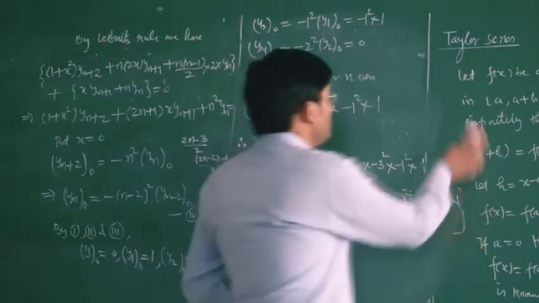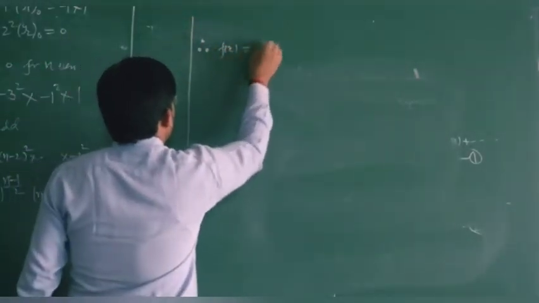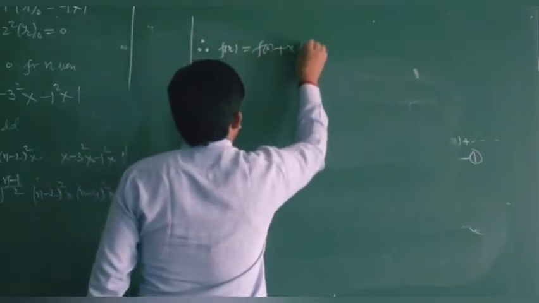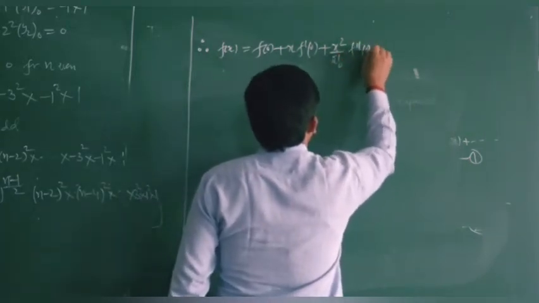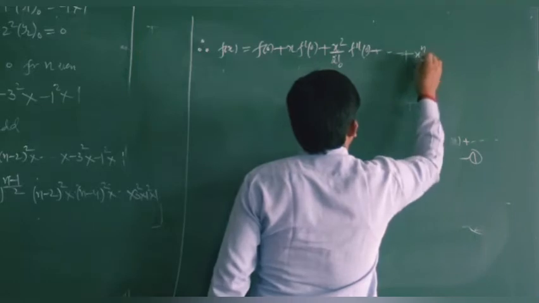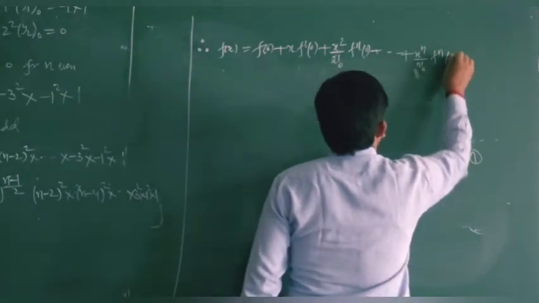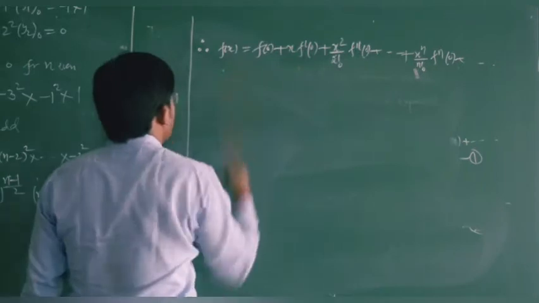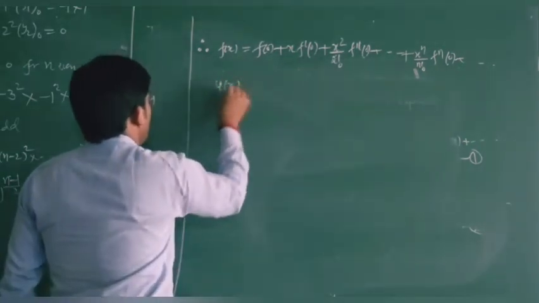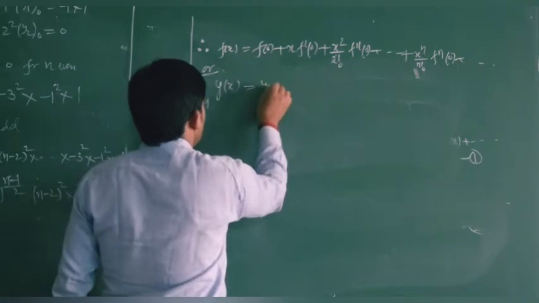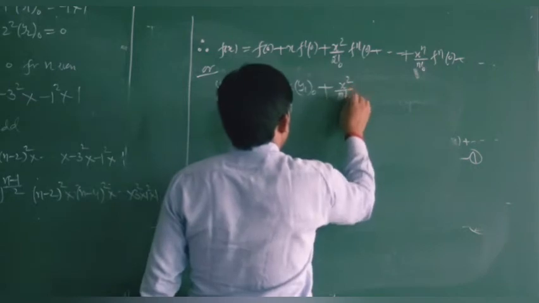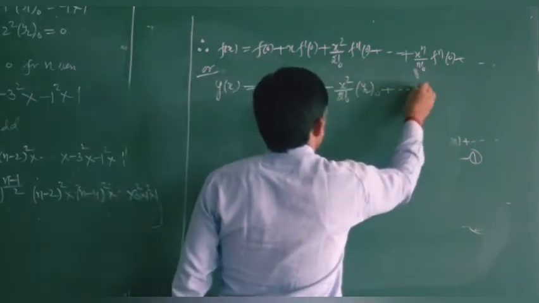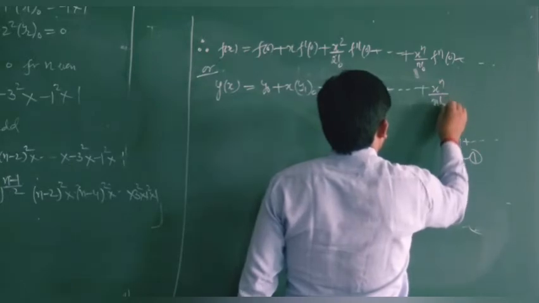Now, let us expand in Maclaurin series. Therefore, our f(x) will be f(0) plus x f'(0) plus x square upon factorial 2 f''(0), and then x power n upon factorial n f^n(0). Now, if you write f(x) as y, we can write y(x) equal to y(0) plus x y1(0) plus x square upon factorial 2 y2(0) plus x power n upon factorial n yn(0).